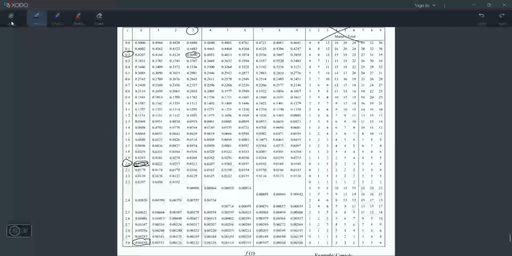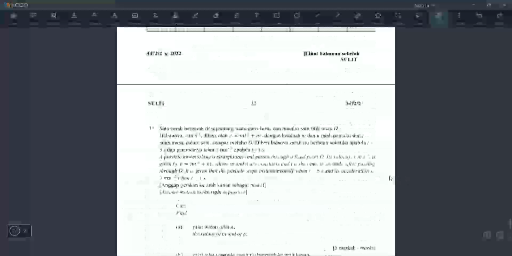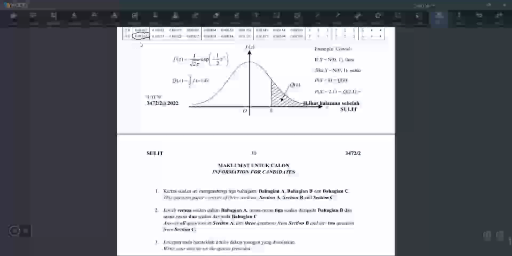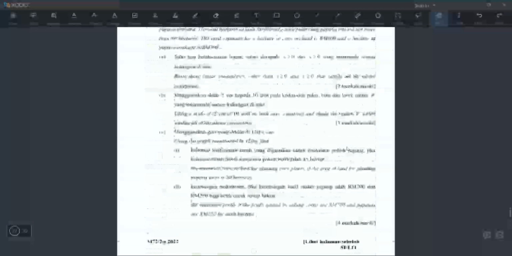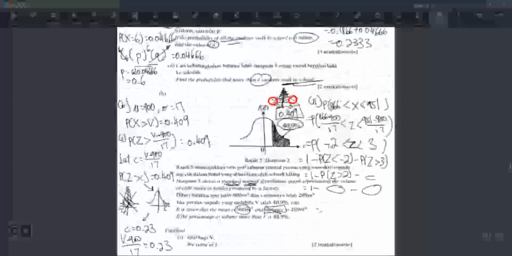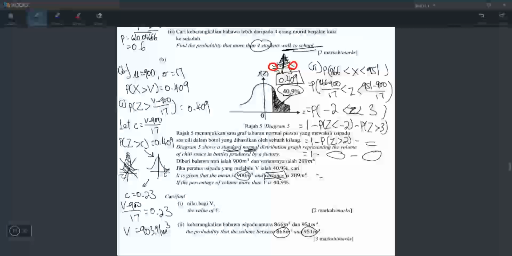So 0.00135, 0.0228. Wait, what is it again? So here also 0.00135, and this one is 0.0228.